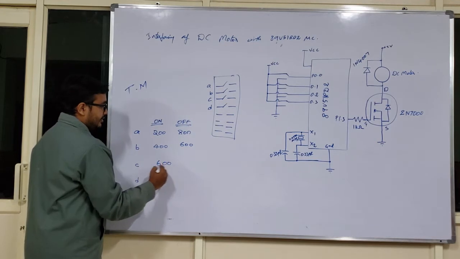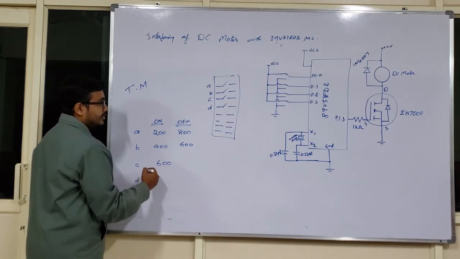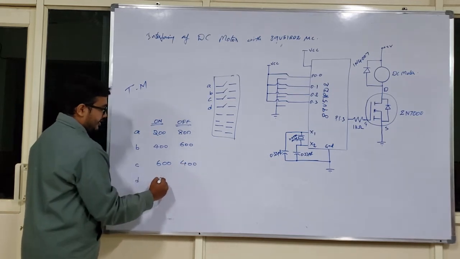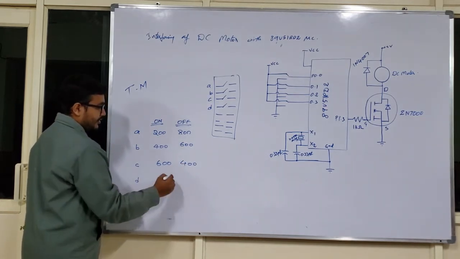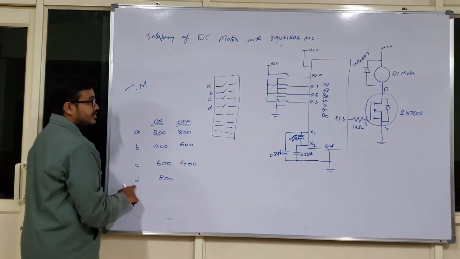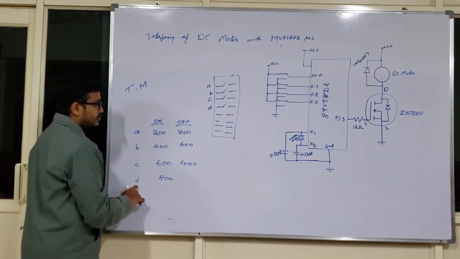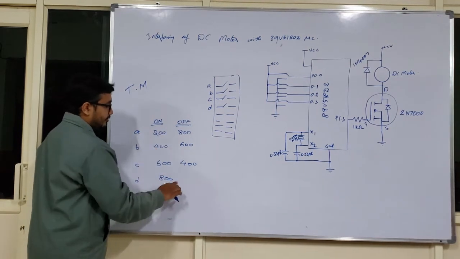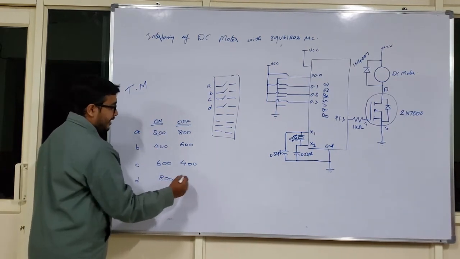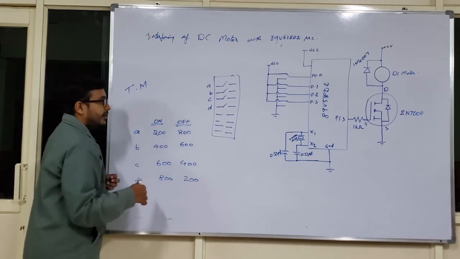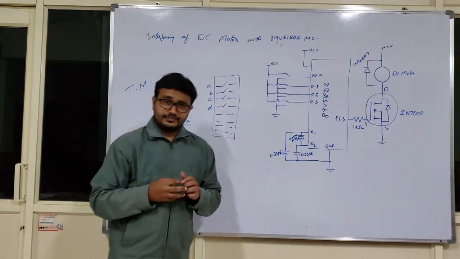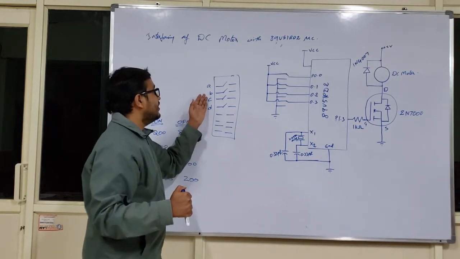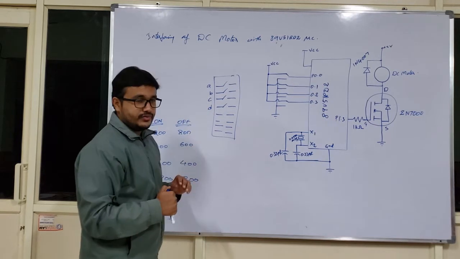Similarly for C, this much time I have given to the C switch, and it should be off for 400 seconds. And if I make my D switch on for 800 seconds, the DC motor will be in working condition, and for 200 seconds it will be in non-working condition. So these are the conditions that I have given to each and every lowest enable of your DIP switch.